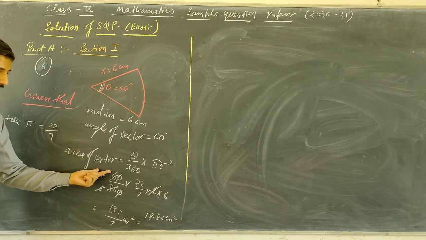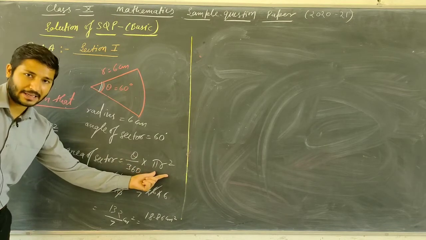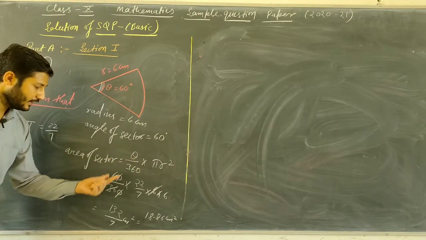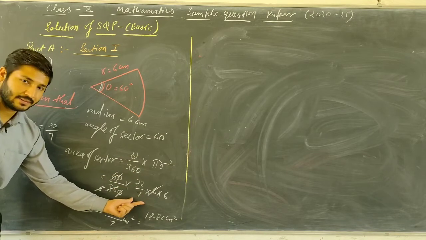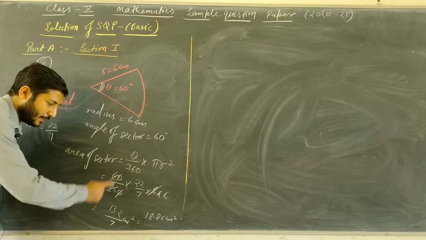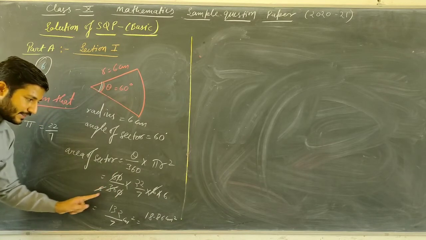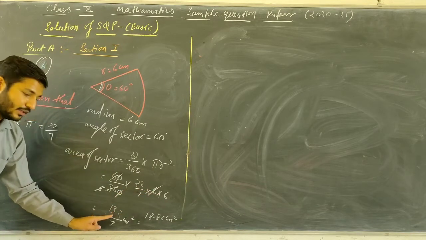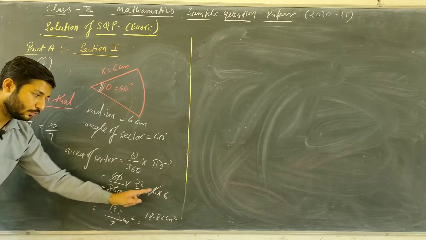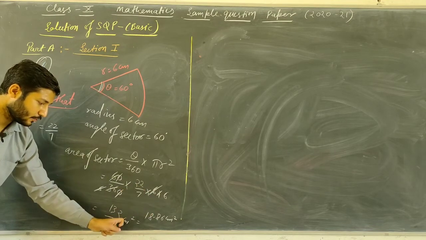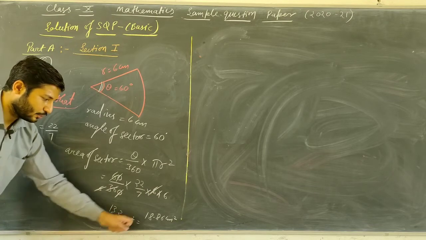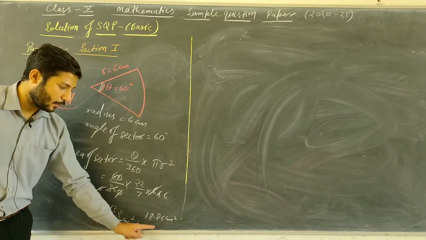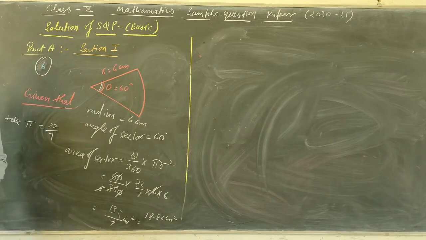Area of sector, you know very well, is theta upon 360 into pi r square. The value of theta here is 60, and the full angle is 360, into 22 upon 7 into 6 into 6. When you simplify this term, you get 1 upon 6, 6 cancels out by 6. 6 into 22 is 132. Then 132 upon 7. When you divide this term, you get 18.86 centimeter square. So this is the solution for your question number 6.